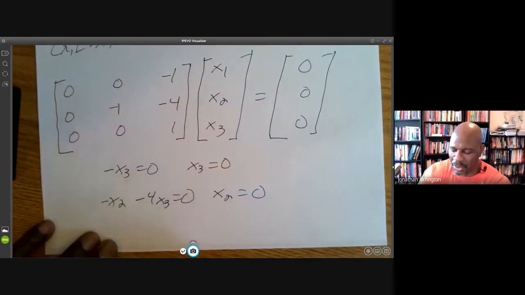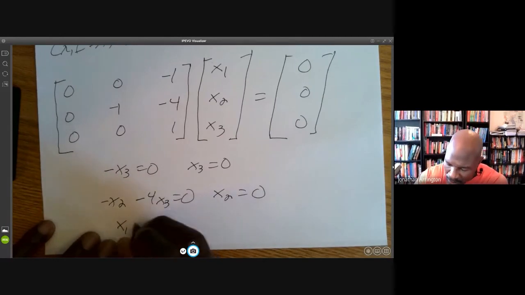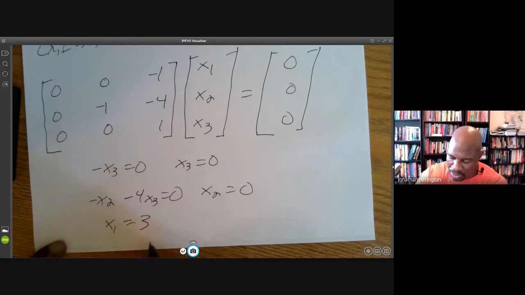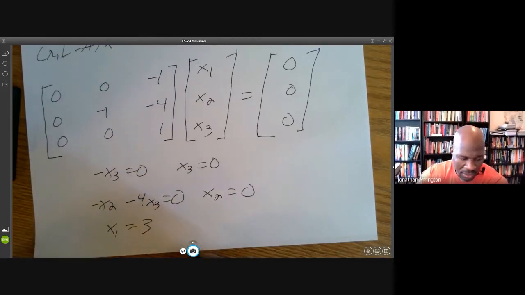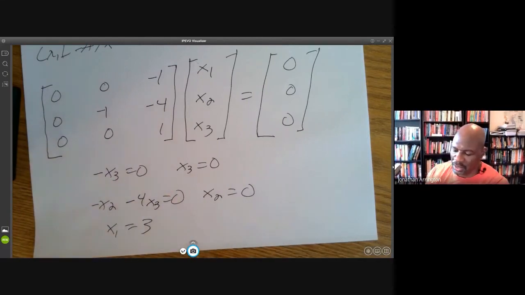So x1 could be any number in the universe. I can choose any number I want for x1. So I'm just going to say, for this case, let's say x1 is 3. Again, it could be any number. I'm going to use 3 for this particular eigenvector. And again, there's an infinite number of eigenvectors. Any eigenvector of the form k, 0, 0 would work. But in my case, I'm going to use 3, 0, 0 for my eigenvector.